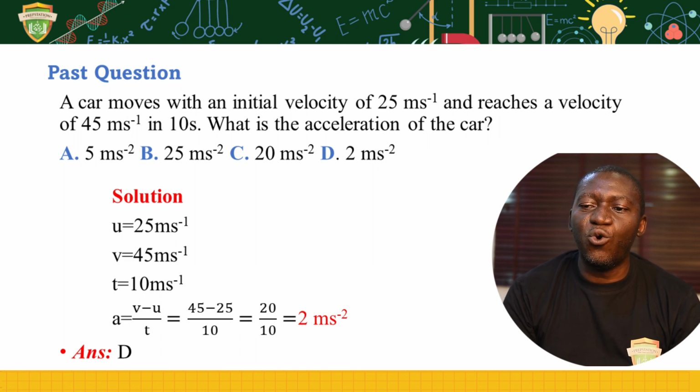Now, if you go back to the question, you see that a few options were given. The first option said 5 meters per second. The second option said 25 meters per second. The third option, option C, said 25 meters per second. And then the last option, which is D, said 2 meters per second. So from here, we can see that the correct option is D, which is 2 meters per second square. Acceleration is measured in meters per second square because it is the rate of change of velocity with time.